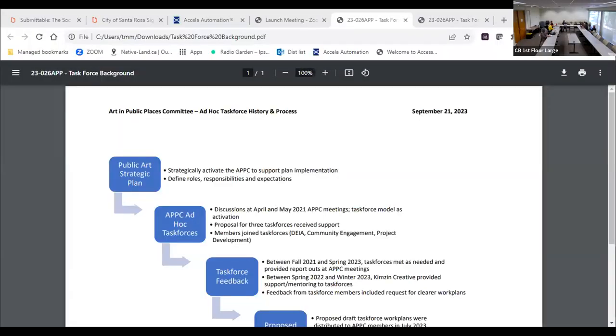Moving on next to item 3.2, APPC task forces. Staff will facilitate a discussion about the ad hoc task forces, including history, proposed work plans, timelines, and what options exist for moving forward. The recommended action is information and discussion.